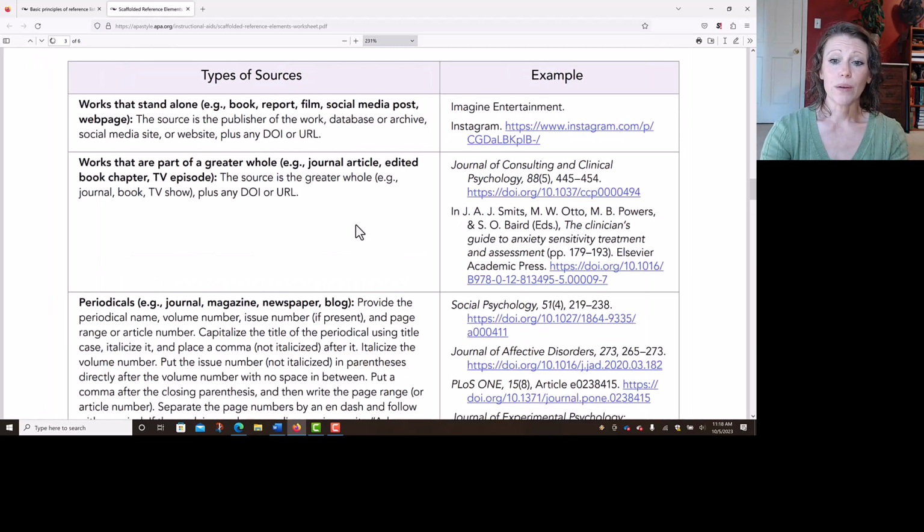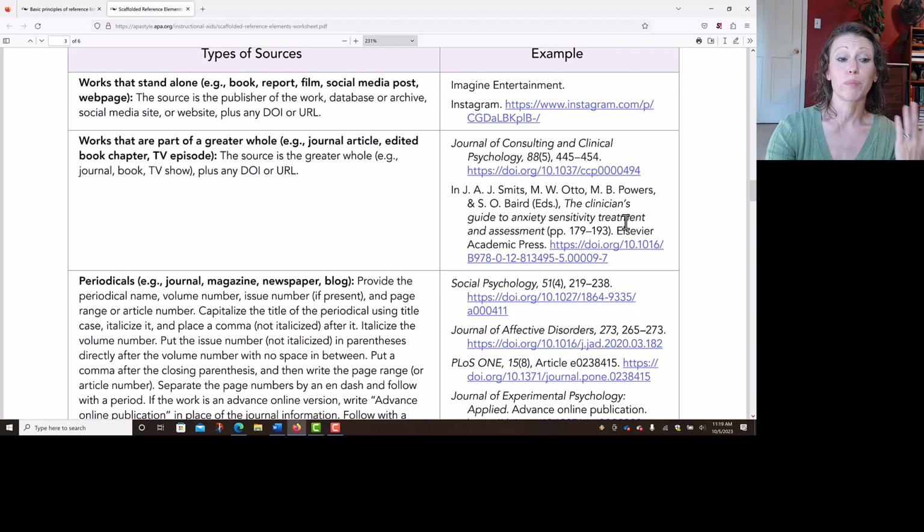You might also have, for example, in this particular edited book, it tells you the editors first. It gives you parentheses noting that EDS period, those are the editors. The title of the book, again, only the first word, content words, and words after specific punctuation are capitalized. Page numbers, because this is a specific chapter in a book, so you put parentheses, PP period, and the page numbers for that chapter. Then the database that you use to find it, and the DOI. So that would be for a book chapter, for example.